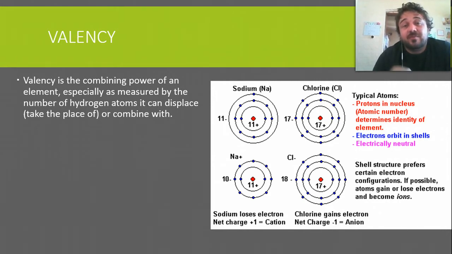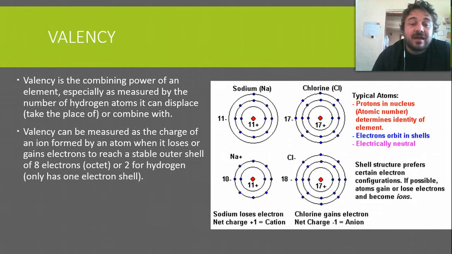If something has a valency of +3, it can take the place of 3 hydrogens. Okay, so that's cool. Now, basically, valency can be measured as the charge of an ion formed by an atom when it loses or gains electrons. While it's going for its stable outer shell, we look at the overall charge. That's its valency. Okay, so let's have a look.